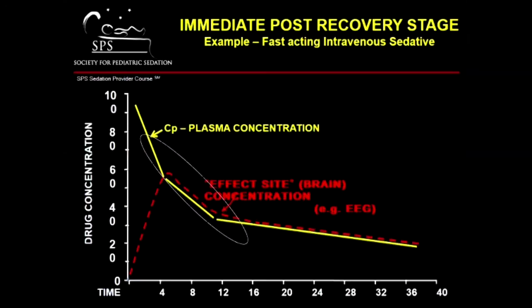Time to peak effect is usually literally the time from the bolus to the peak central nervous system concentration. The duration of the drug is going to be the time from onset of action until the time the central nervous system levels have dropped sufficiently so that the clinical effect is no longer present.